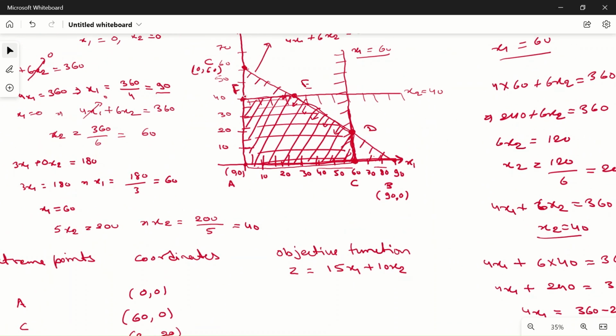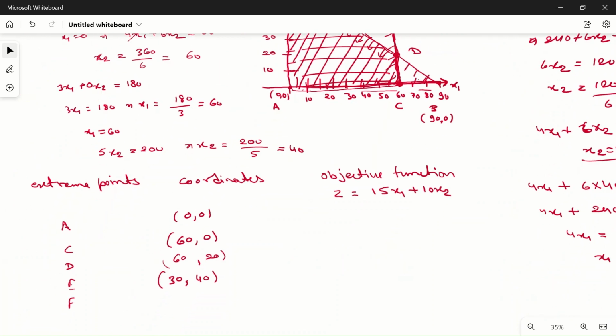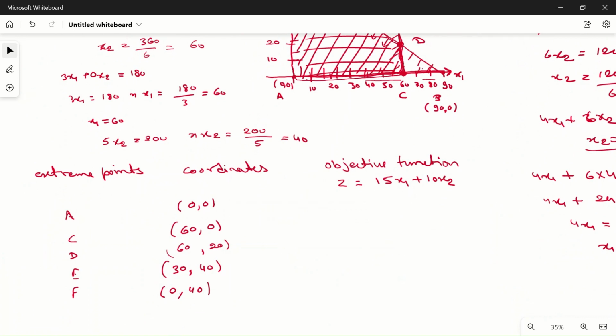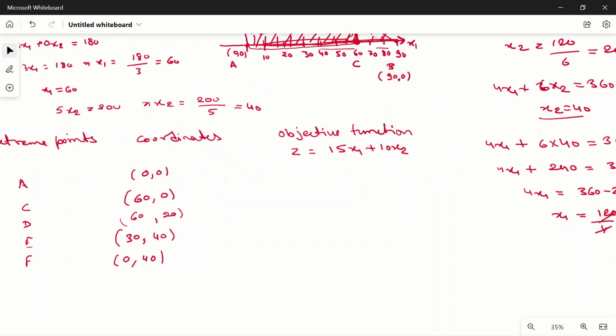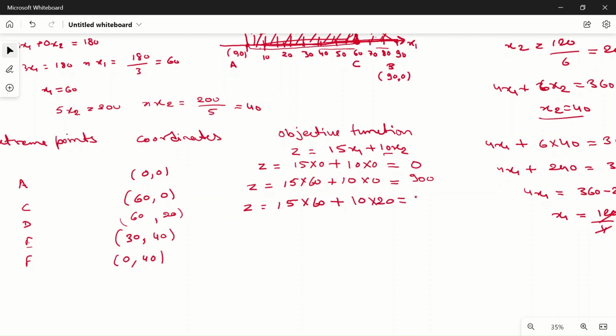At point F, you can see that coordinate x2 is 40, x1 is 0 here. So it will become 0, 40. Now we will put these coordinates in the objective function so that we can get the value of the objective function. So here z is equal to 15 into 0 plus 10 into 0 is equal to 0. Here we will get z is equal to 15 into 60 plus 10 into x2 is 0, which is equal to 15 into 60 is 900. At point D, we will get z is equal to 15 into 60 plus 10 into 20, which is equal to 900 plus 200, which is equal to 1100.